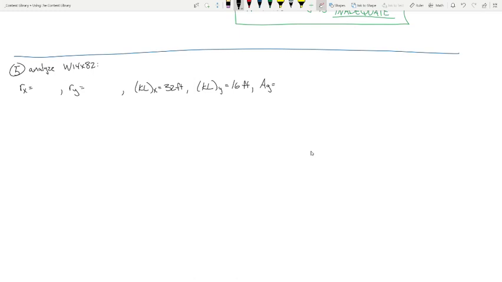So help me out. What are these properties? I need the radii of gyration and the area. First, the area is 24 square inches. And RX and RY? 6.05. 2.48.